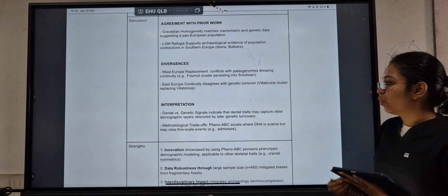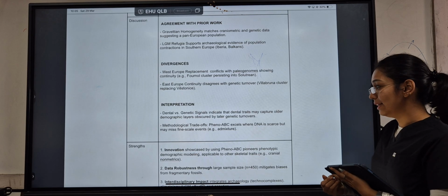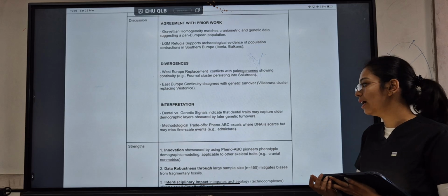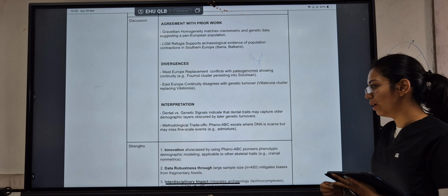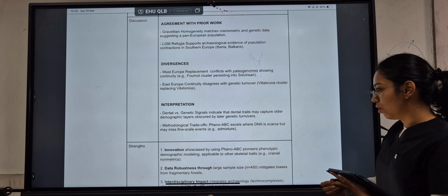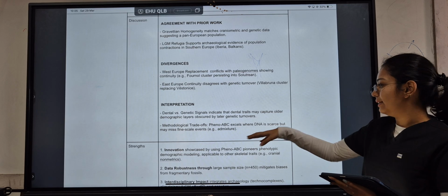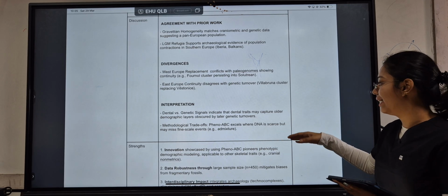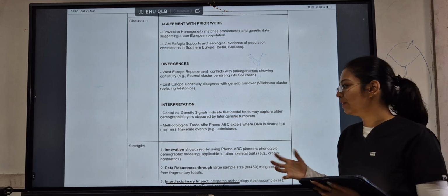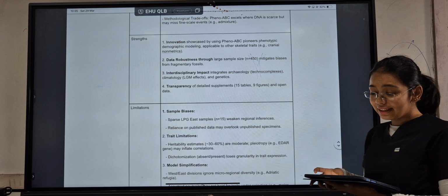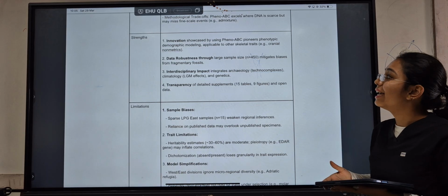Interpretation, dental versus genetic signals: dental traits may capture older demographic layers obscured by later genetic turnovers. And there were methodological trade-offs. Pheno-ABC, that is a Bayesian classification, excels where DNA is sparse, but it may miss fine-scale events because there is admixture. The strengths of this study: there is innovation.